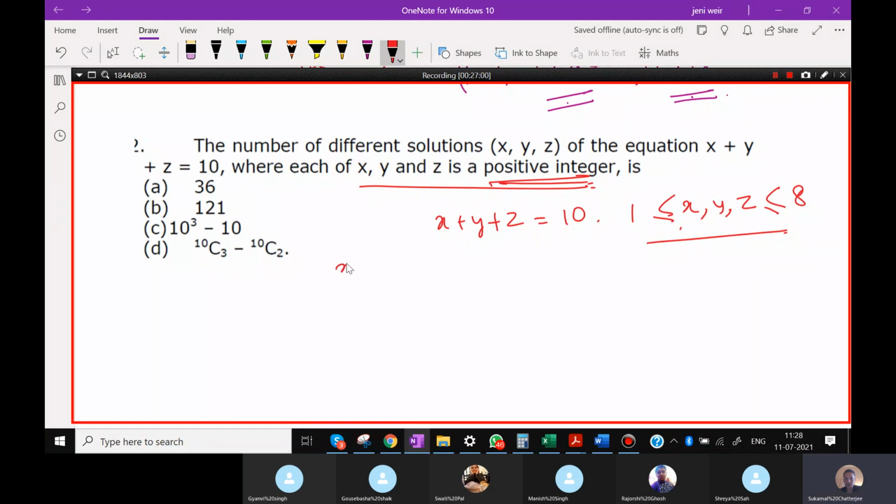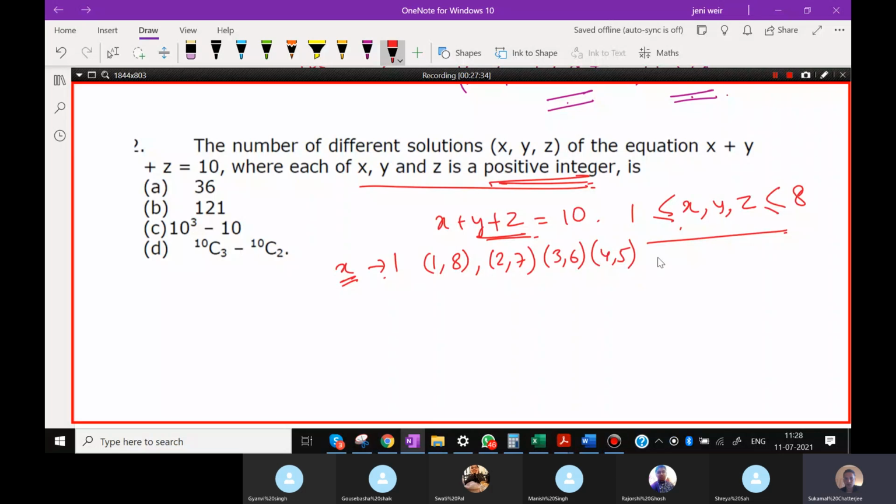Now let's fix the value of x. If x is 1, then the sum of y plus z has to be 9. So this can be 1 and 8, or 2 and 7, or 3 and 6, or 4 and 5, right? And these can be interchanged. So for x equal to 1, the number of possible solutions will be 4 into 2, 8.